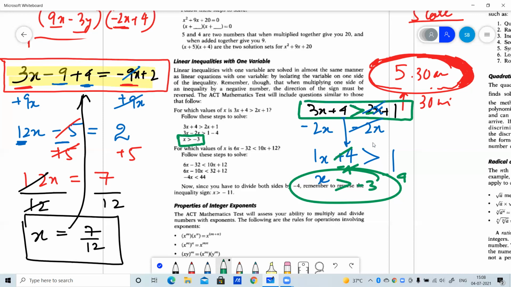3x plus 4 is greater than 2x plus 1. That means what values of x will you put in this inequality to make it true? I'll take an example. It's telling you x has to be greater than -3. Can you give me any number which is greater than -3? 2. So can you plug in 2 into this inequality here? Plug in 2 for x and see whether the left side is greater than the right side.